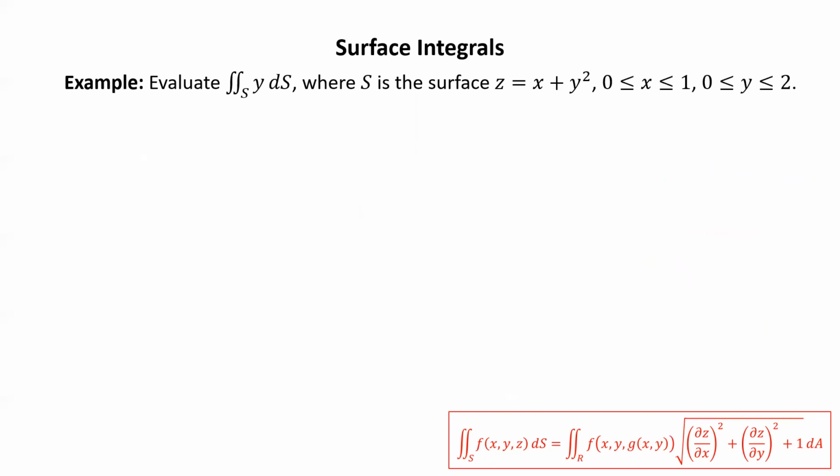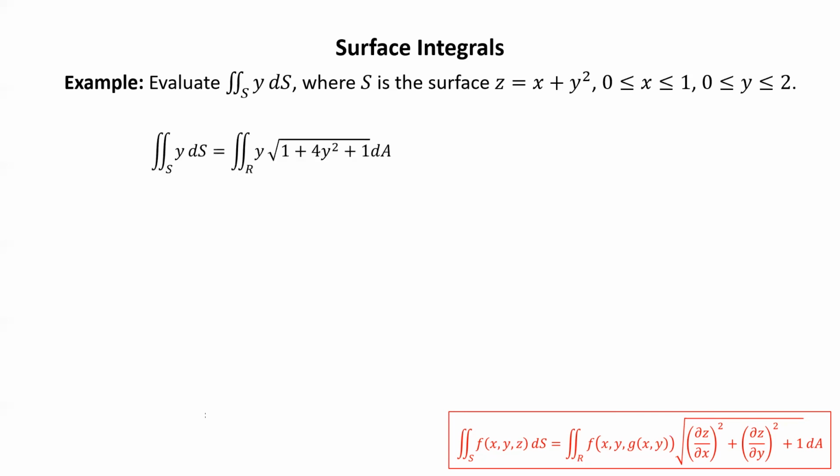Let's do one more. Go ahead and try this example. Pause the video, do it yourself, then resume the video to check your answer with mine. Evaluate the surface integral over S of y dS, where S is the surface z equals x plus y squared for x between 0 and 1 and y between 0 and 2.